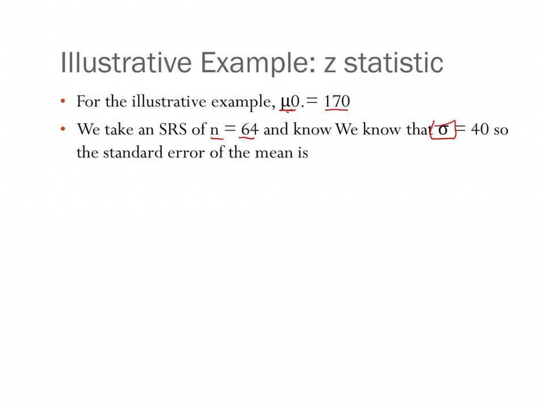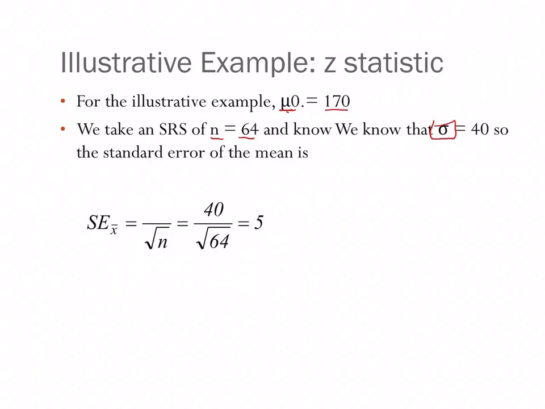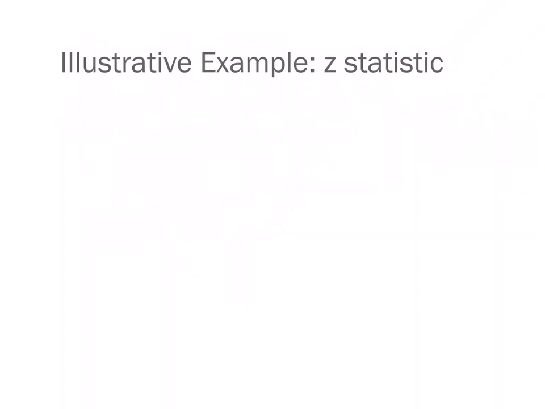So the standard error of the mean is calculated as such. I don't know why x bar is not in there, but the standard error of the mean is the standard deviation over the square root of n, so 40 over the square root of 64, which equals 5. And that's how we calculate the standard error.